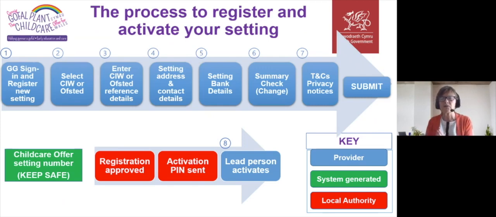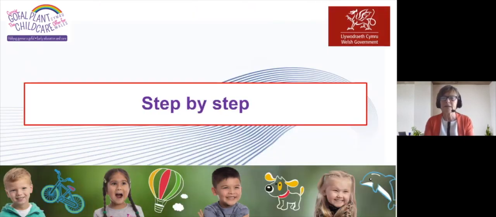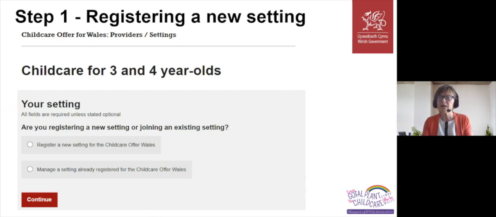I'll show this screen again towards the end just to reiterate the steps. But for now, I'm going to show you step by step what the screens look like. So let's go again, step by step. So you've already signed in with a government gateway and you're here at the childcare offer. And here's your first step. So you simply click on that option here, which is to register a new setting for the childcare offer for Wales. And click on that red button to continue.